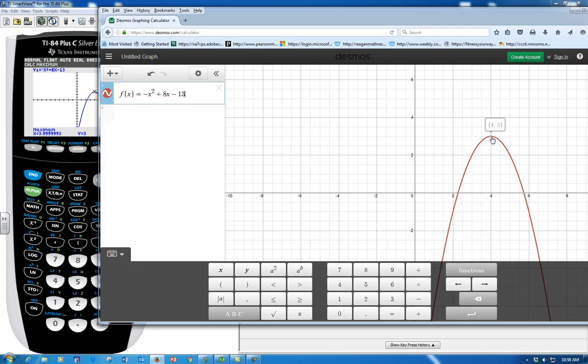And Desmos is great because if you just hover over the top, it actually gives you the answer. So it's telling me that the answer is 4, 3. So that's how we would find it on our technology. Let's go back and do it using the algebra that we had.